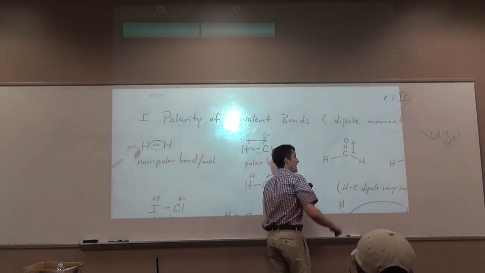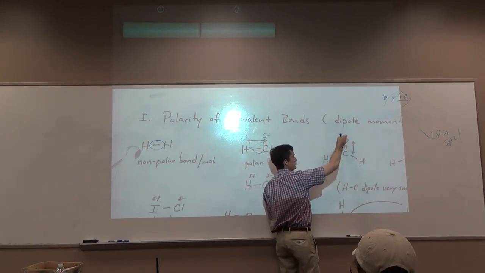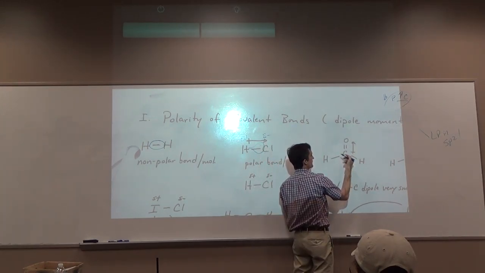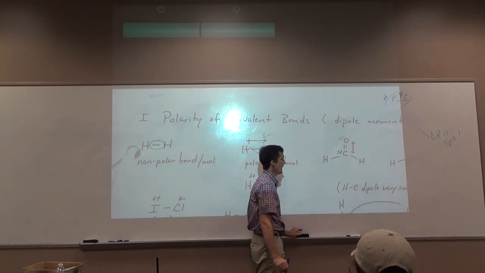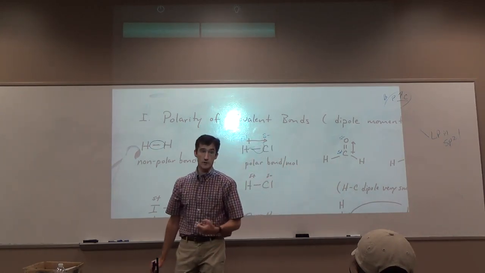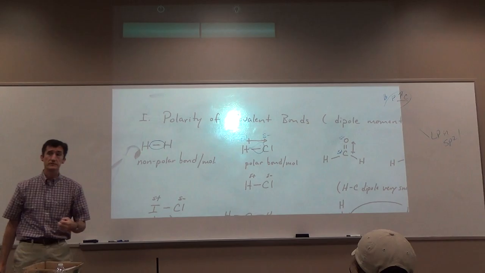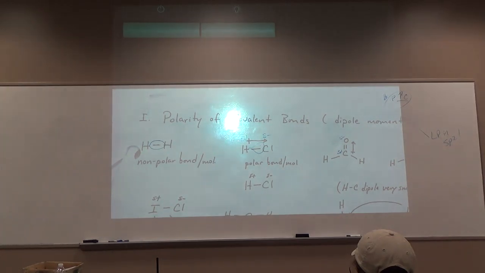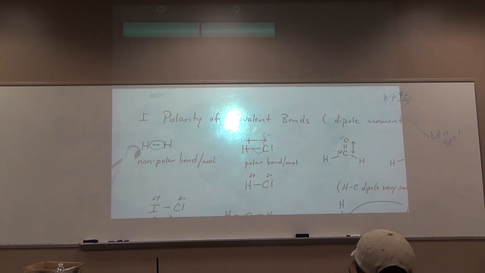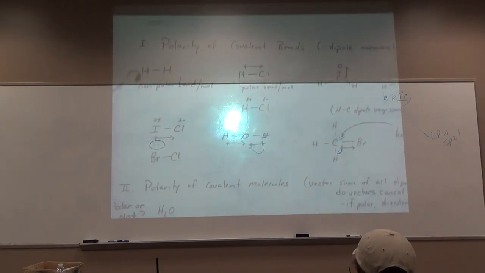Carbonyl, a very common arrangement, is polar. The oxygen pulls electrons towards it, leaving it partial minus and the carbon partial plus. And so we say that that carbon is electron poor due to the polarization. Now there's no formal charge here. These are partial charges. So it's just a difference in electronegativity, and of course our discussion will build.